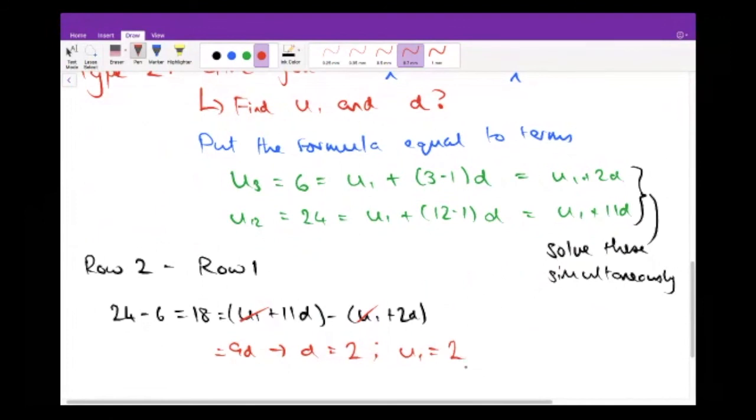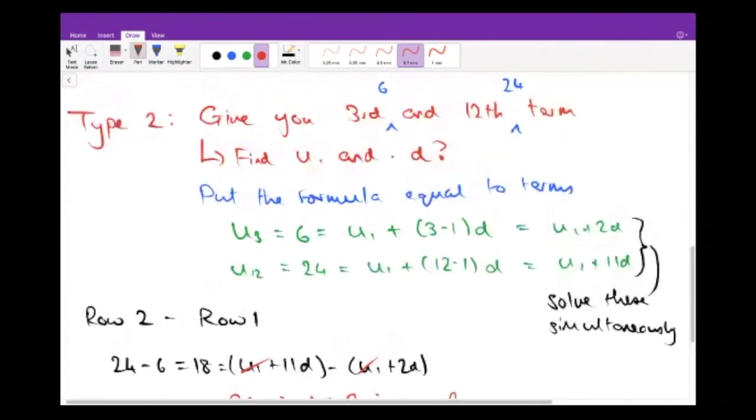And a question like this, for higher level, you'd probably only get 2 or 3 marks. But for standard level, this could easily be 4 marks. And if instead of just giving you terms, they give you the sum of some terms, it could even be up to 6 marks. But like I said, the only bit that you need to remember for this method is if you're given terms, put the formula equal to them. That will always be the right thing to do.